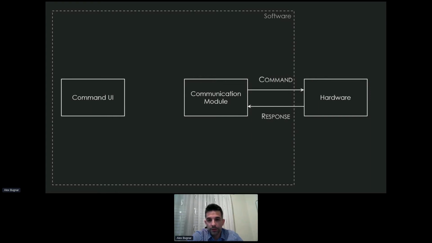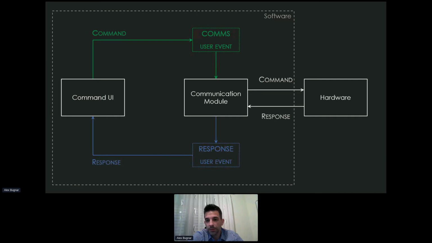So your architecture would actually look something like this if you look at the block diagram. The communication module is subscribed to the comms user event, and the command UI sends the commands through this event, and the communication module publishes all hardware responses through the response event, which the command UI is subscribed to.